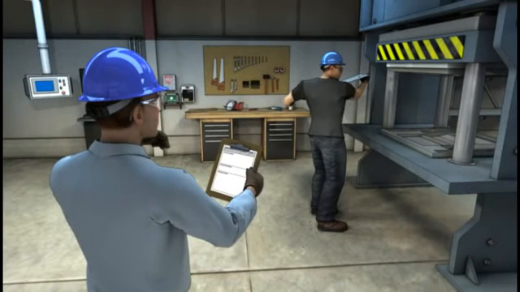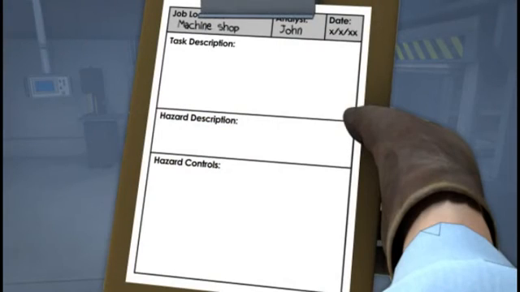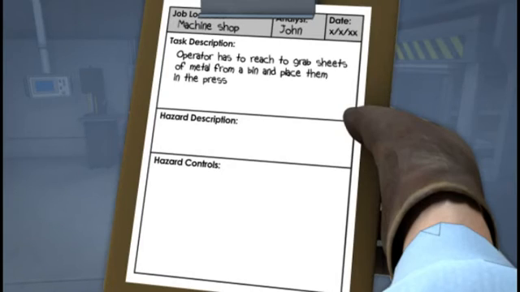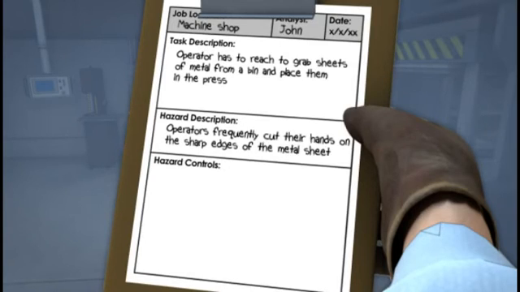Now that you know how to fill out a JHA form, here's an example. As part of his job, a press operator has to reach to grab sheets of metal from a bin and place them in the press. During the JHA, it's discovered that operators frequently cut their hands on sharp edges of the metal sheet. As a result, 3 controls intended to reduce the hazard are planned.